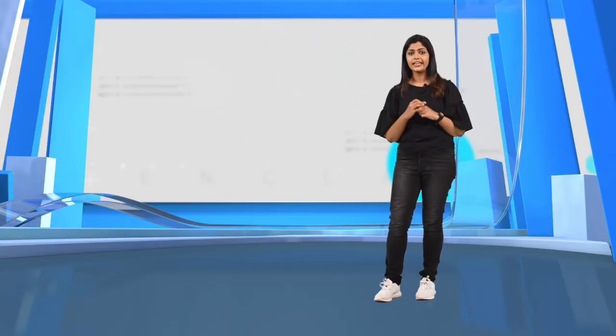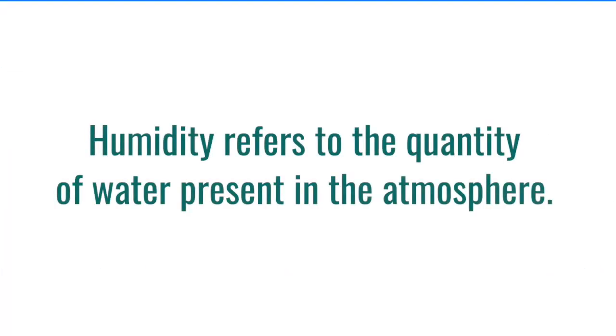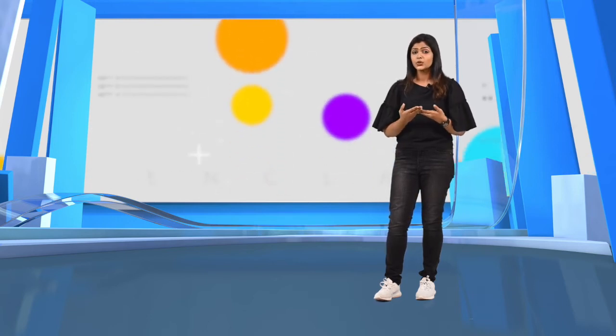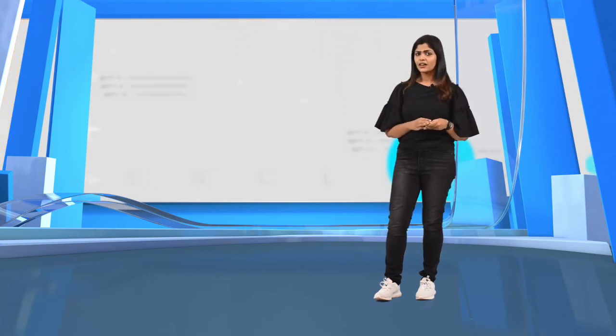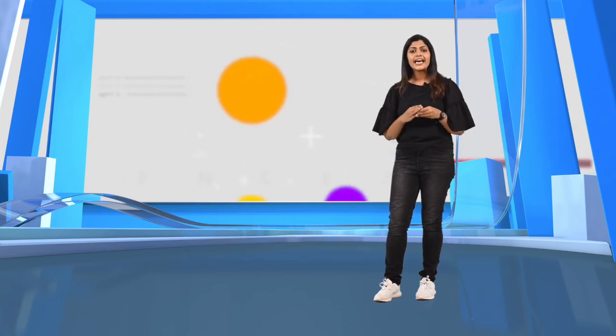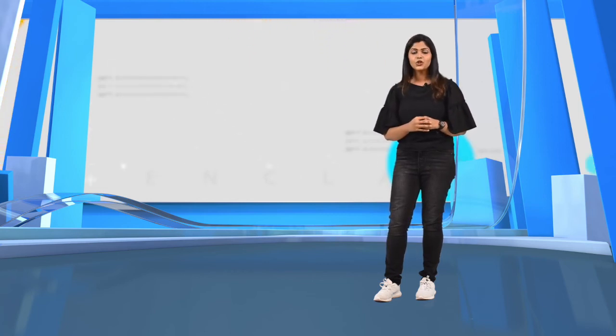Now comes the third factor. The third factor that affects air pressure is humidity, or the amount of water vapor in the air. First of all, let's see what humidity is. Humidity refers to the quantity of water present in the atmosphere. If the quantity of water vapor is more in a unit volume of air, the atmospheric pressure will be less. But why? Because water vapor is lighter than air and hence it ascends. That's why humidity and atmospheric pressure are inversely proportional.